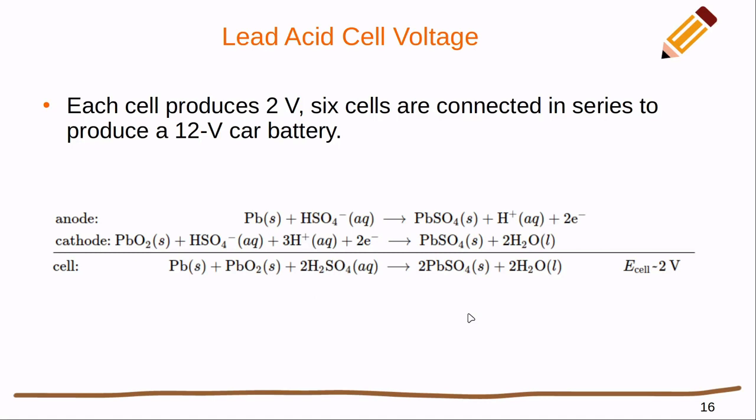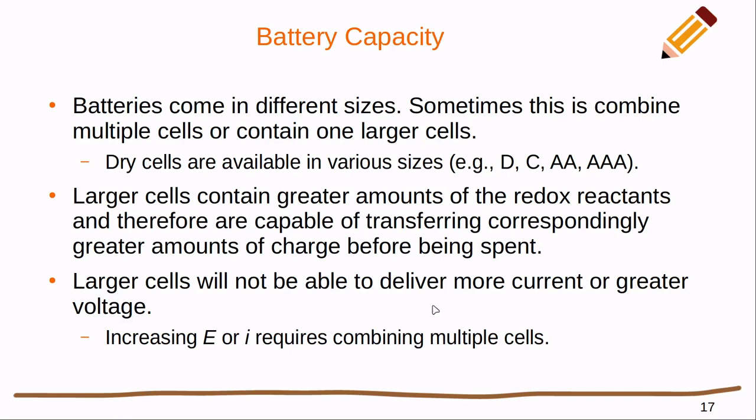So I have three things that I want to make very clear for everybody about how batteries work. There are three properties that we want to think about. So first is battery capacity. All right, so we know that batteries come in different sizes. Sometimes this is to combine multiple cells or contain one larger cell. For instance, dry cells are available in various sizes. You can have a D, a C, a double A, a triple A, different size batteries.